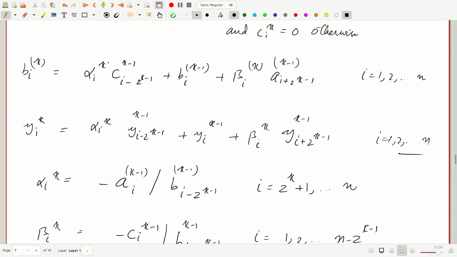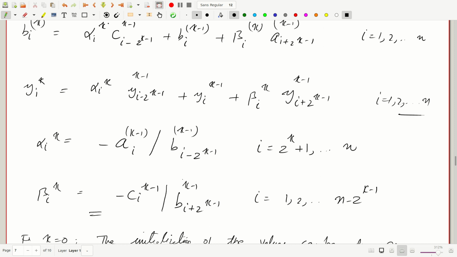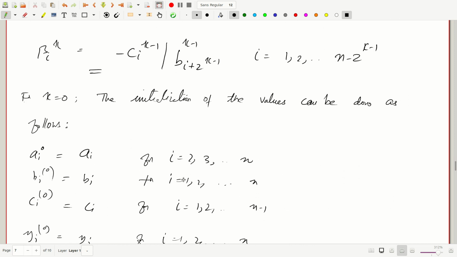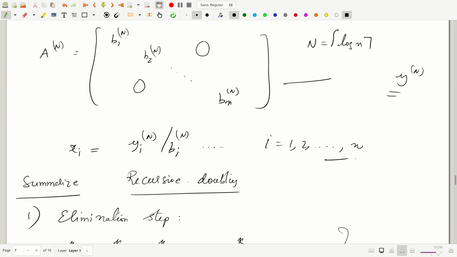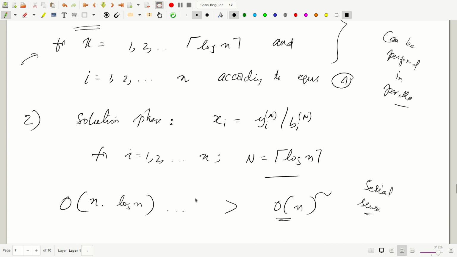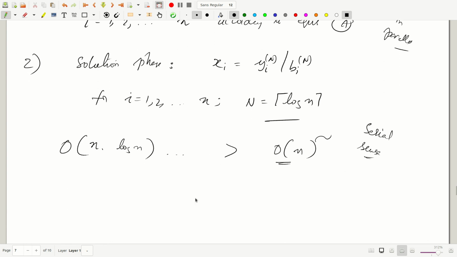So as a result, there is no data dependency or loop carried dependency that can affect the performance or the result. So your elimination and solution phase computations are independent and can be performed in parallel at any step k. That is the whole idea of the recursive doubling algorithm. So hopefully in parallel, although this is a little larger, it will run faster compared to your serial version of the Gaussian elimination.